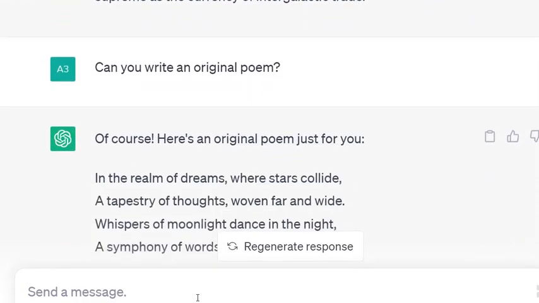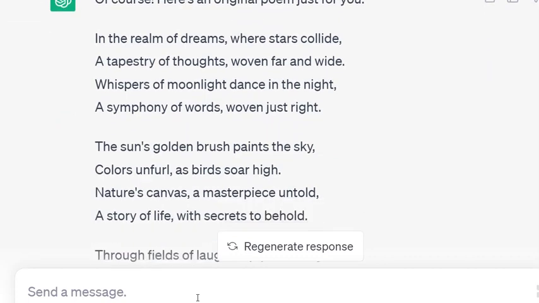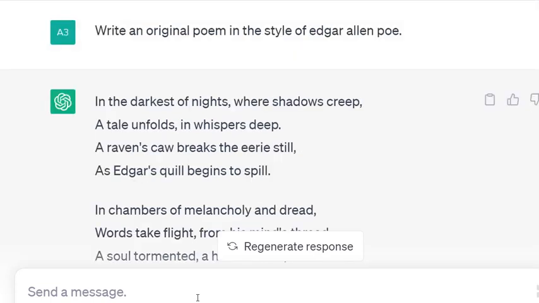So I asked it to write an original poem. And it wrote this poem, which wasn't particularly good, which started, in the realm of dreams where stars collide, a tapestry of thoughts woven far and wide, whispers of moonlight dance in the night. I wasn't too impressed with it, but it knows how to rhyme words, and it knows the kinds of words that are typically used in poems. Next, I asked it to write an original poem in the style of Edgar Allan Poe. So it says, in the darkest of nights where shadows creep, a tale unfolds in whispers deep.